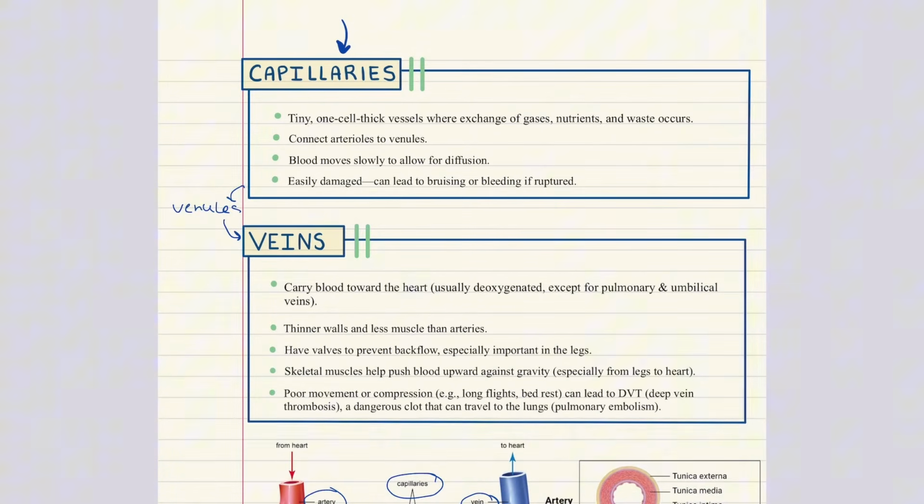Actually, their walls are just 1 cell thick, and they're made of a single layer of endothelial cells. That kind of structure really allows for efficient exchange of gases, nutrients, and waste between the blood and the surrounding tissues. Blood flow here is going to be slow, and that gives time for substances to diffuse. But capillaries are also fragile, and if they rupture, that can lead to bruising or bleeding.